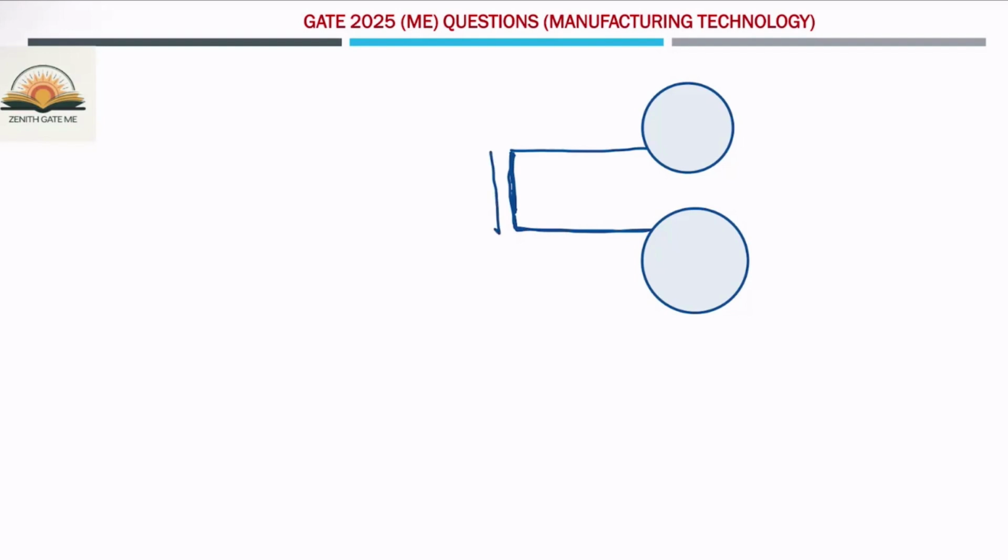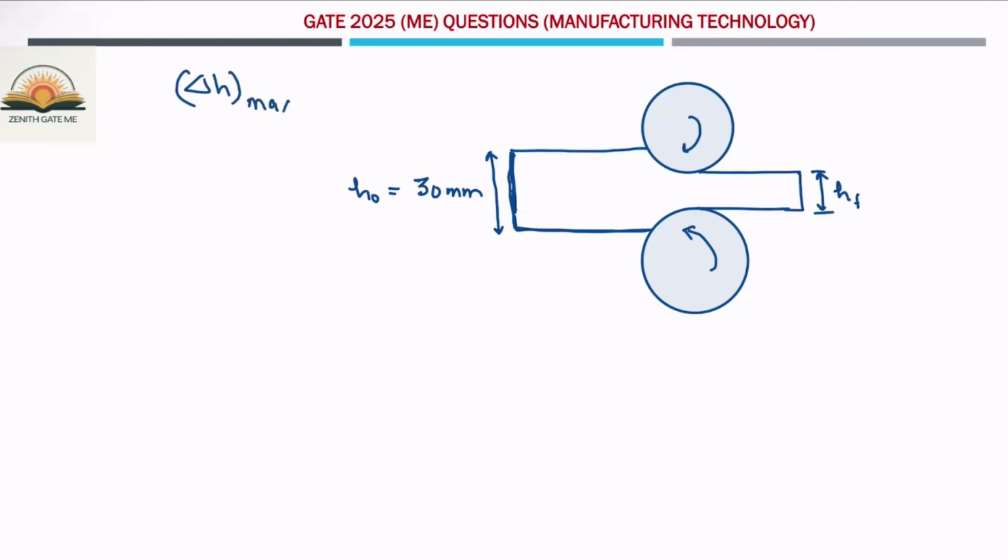Initial thickness, if you see, is given as 30 mm. When it passes in between the two rollers, the thickness is reduced to some particular value. Let us suppose the thickness is H final, and this is H naught. So this thickness of sheet metal is reduced when it passes through these two rollers, which are rotating with certain angular velocity.